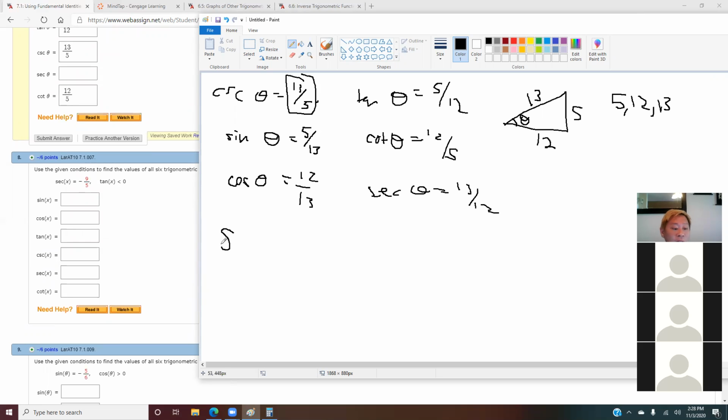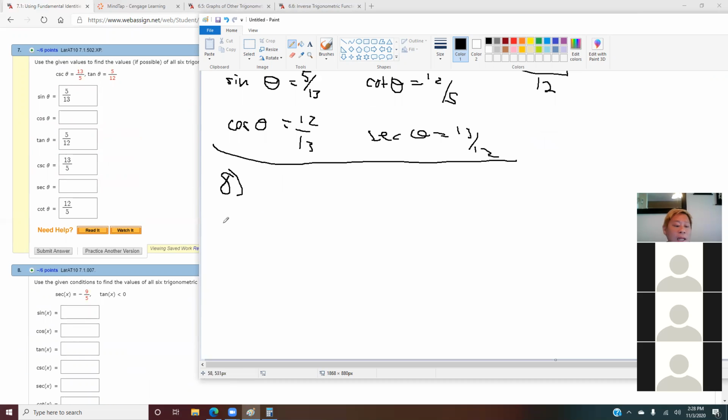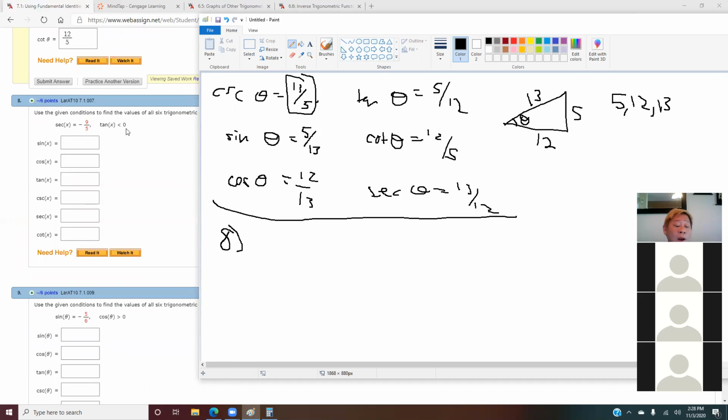About question 8. If I give you 2 angles like that, it's easy. But in question 8, they only give you 1. This is mostly what you get in my finals. The first thing you need to figure out in question 8 is what quadrant this belongs to. And then you have to draw the right triangle, because if you give me the wrong triangle, it's going to be wrong.